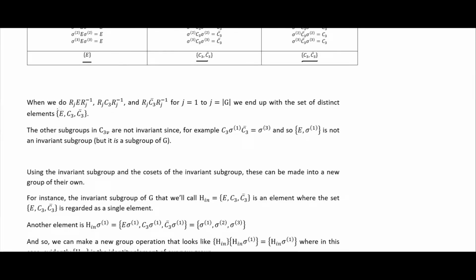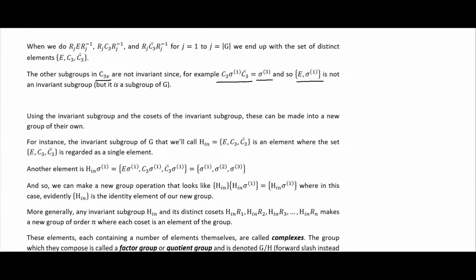So yeah, that's just what I said here. So the other subgroups of the C3V are not invariant, since if we did the conjugate of sigma 1, we would get sigma 3 here, which is not a member of this subgroup. And the same would be true for the identity element with sigma 2, and the identity element with sigma 3 subgroups. So those are not invariant subgroups.